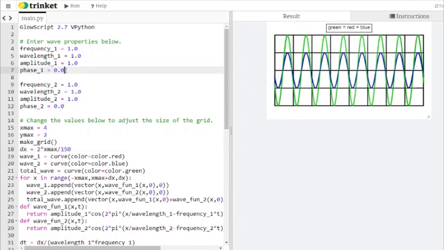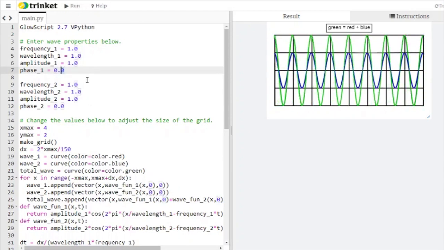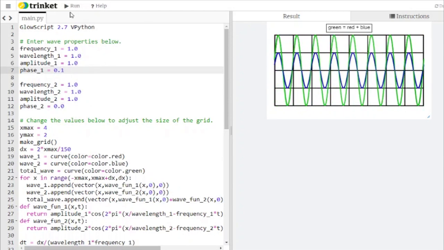You can even get that if their waves are a little bit off from each other. Let's suppose we move the red forward in phase just a little bit.